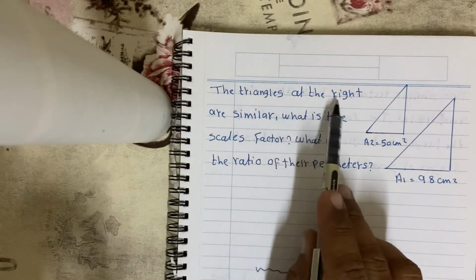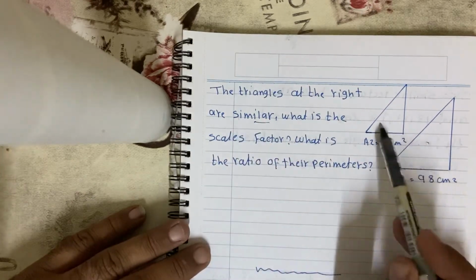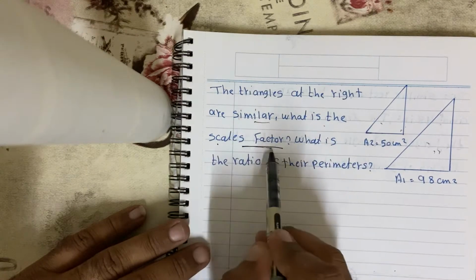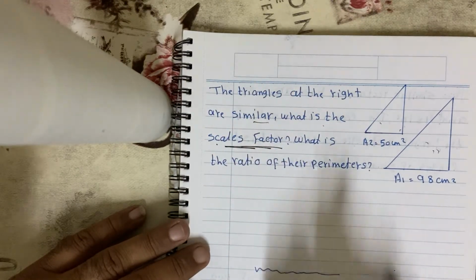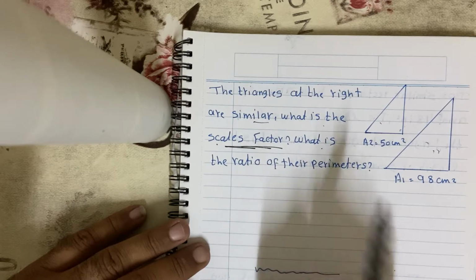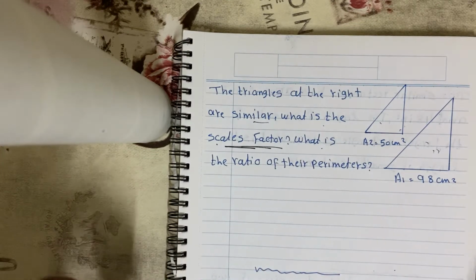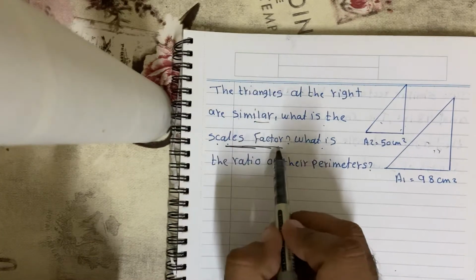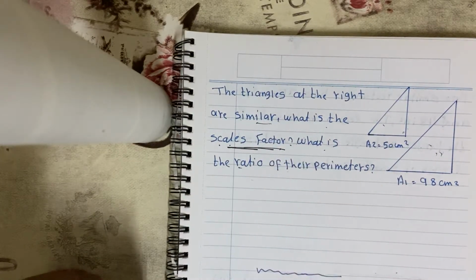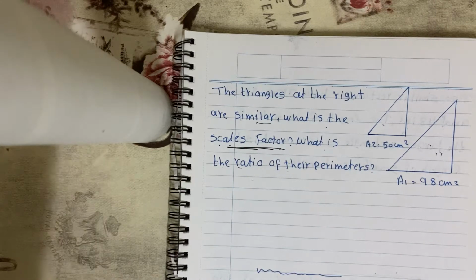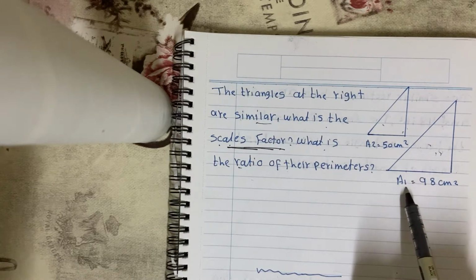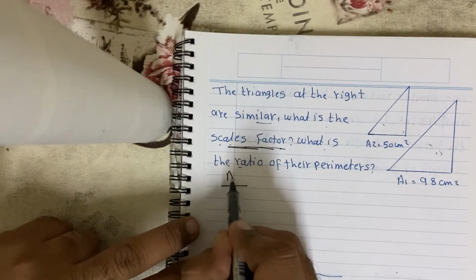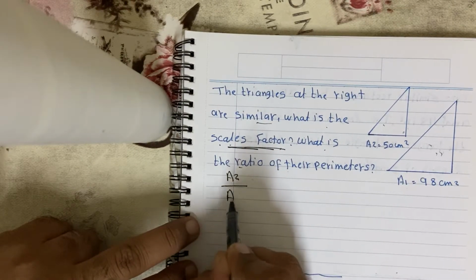The triangles at the right are similar. What is the scale factor, and what is the ratio of their perimeters? So in this question, we have two parts: the scale factor and the ratio of their perimeters. Let's find the scale factor first. Here we have area number 1 and area number 2. Let's find area number 2 over area number 1.